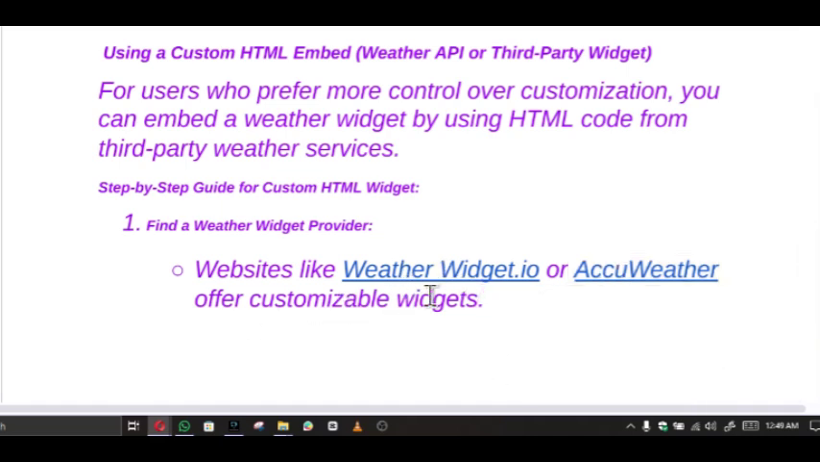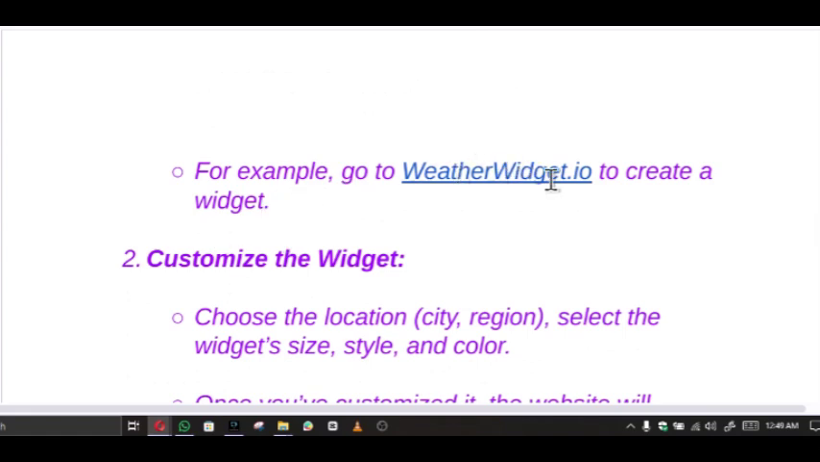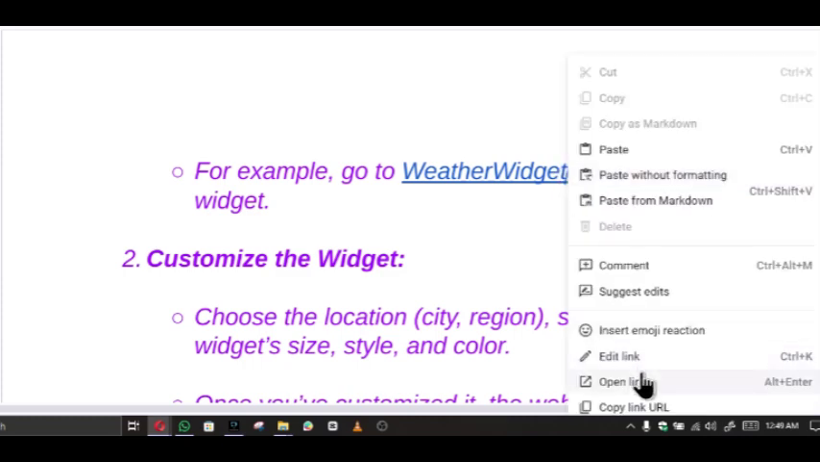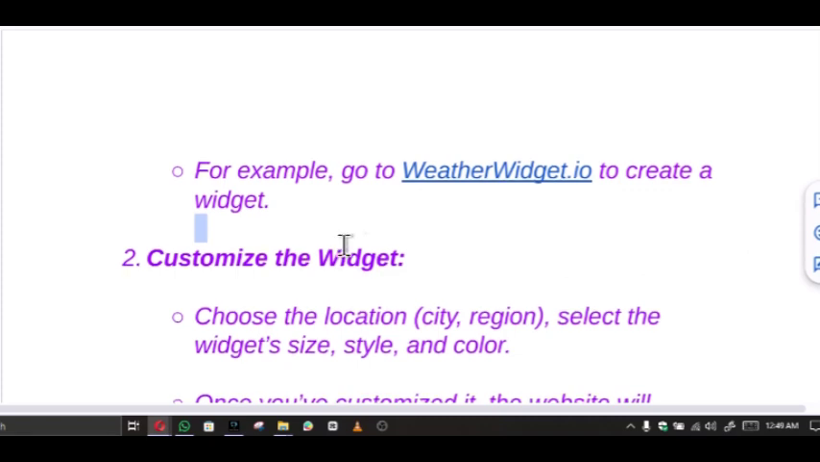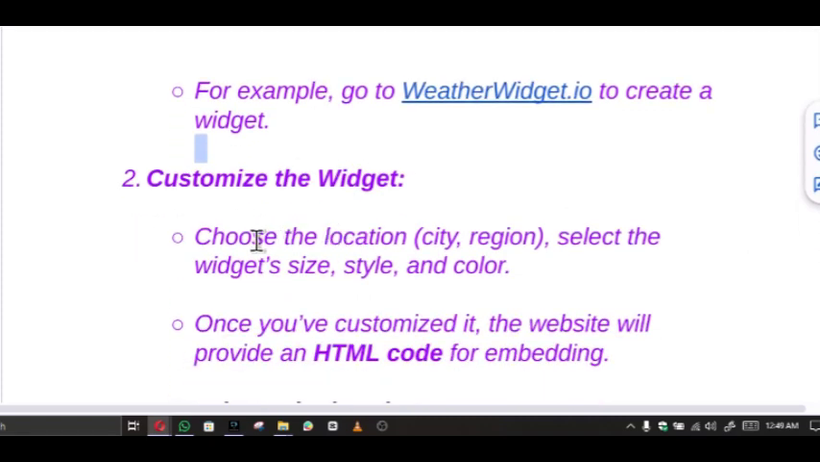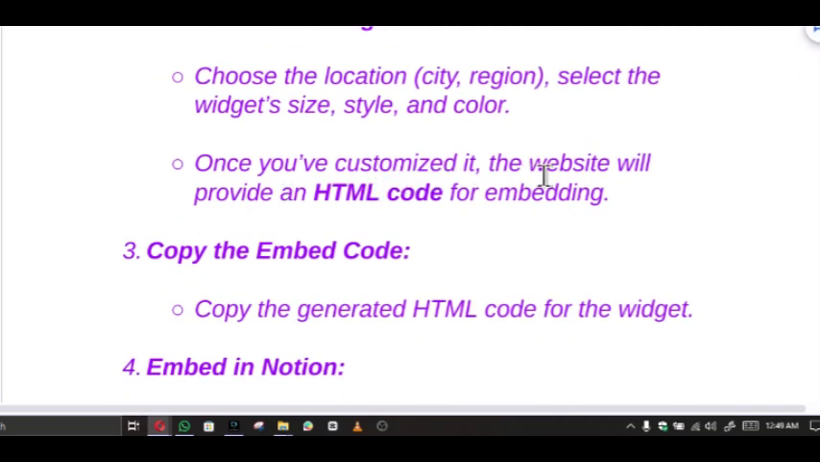They offer customizable widgets. The next thing you're gonna do is create a widget. So let's say we're using weatherwidget.io for example. This is the one we visited, and now we want to create a widget. So we click on create the widget, then we choose a location, city region, select the widget size, style, and color. Once you've customized it, widgets will provide an HTML code for embedding.